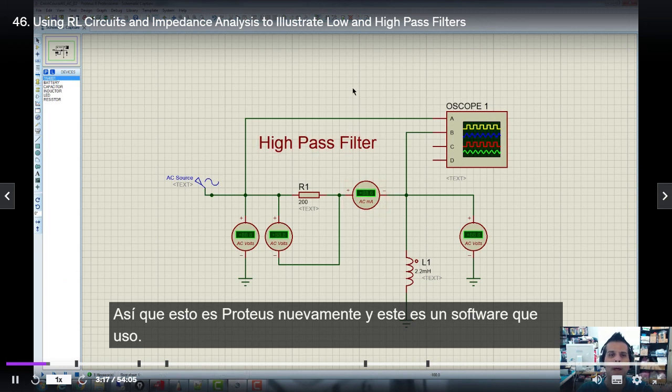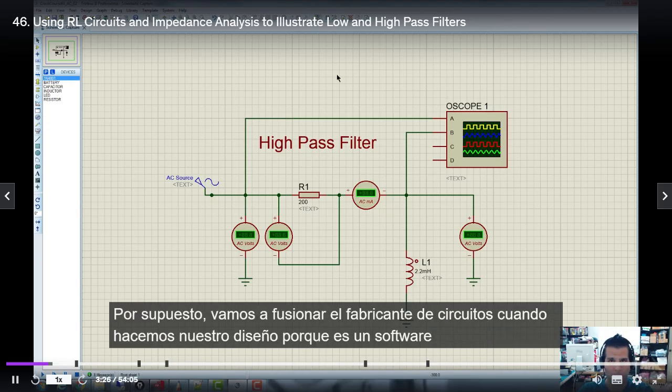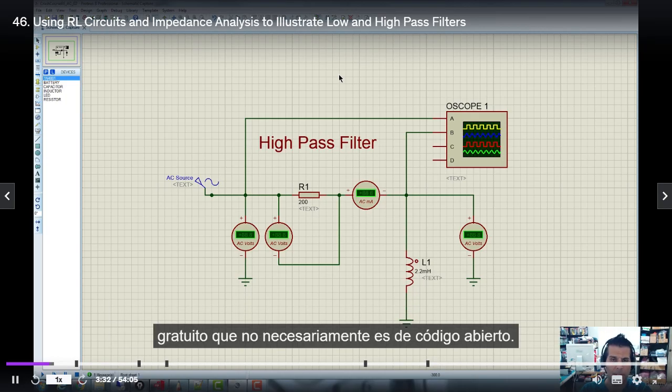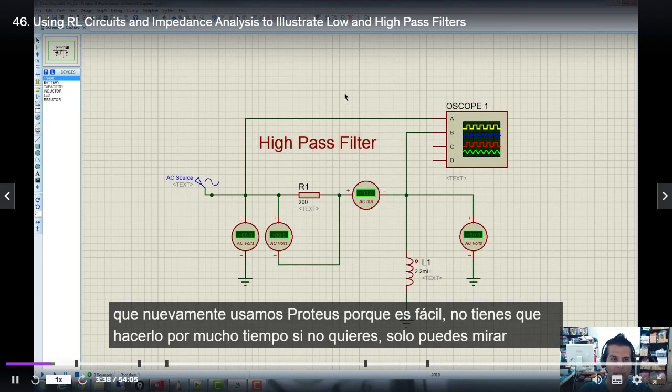This is Proteus again, a piece of software that I use. It's a high-end CAD program. We're of course going to be using Circuit Maker when we do our layout because it's a free piece of software, not open source necessarily. In fact, it's closed source, I'm pretty sure. We'll be using Circuit Maker, but it does not have simulation. So again, we use Proteus because it's easy.